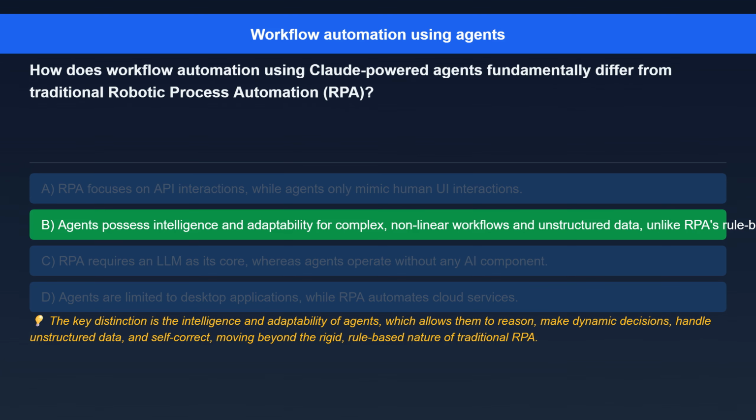The correct answer is agents possess intelligence and adaptability for complex, nonlinear workflows and unstructured data, unlike RPA's rule-based, rigid approach. Here's the explanation. The key distinction is the intelligence and adaptability of agents, which allows them to reason, make dynamic decisions, handle unstructured data, and self-correct, moving beyond the rigid, rule-based nature of traditional RPA.